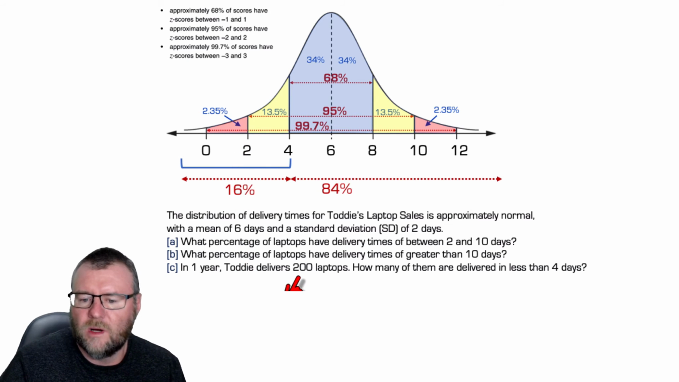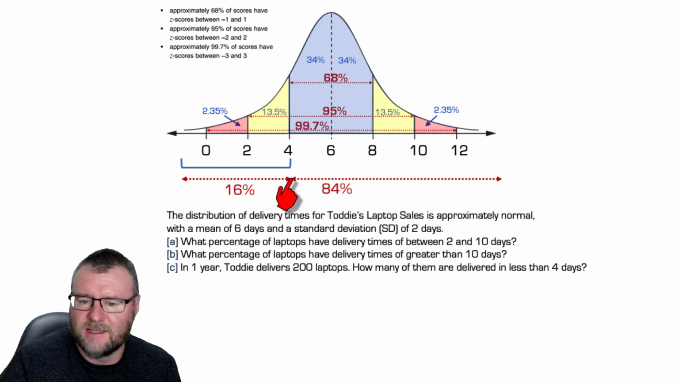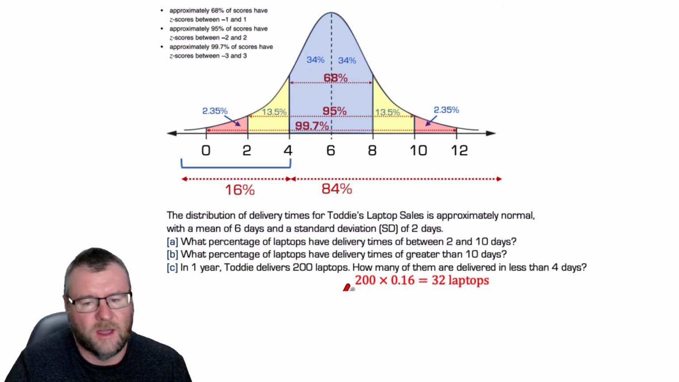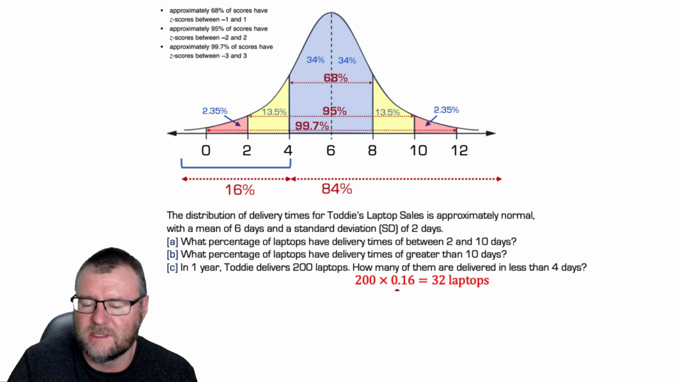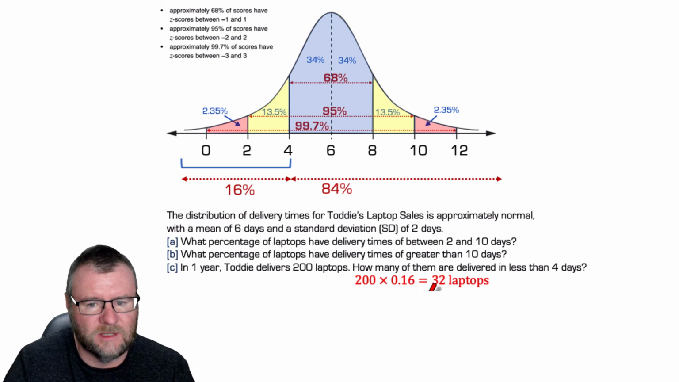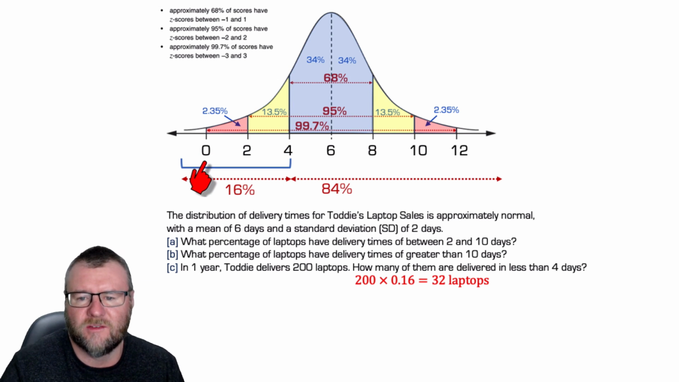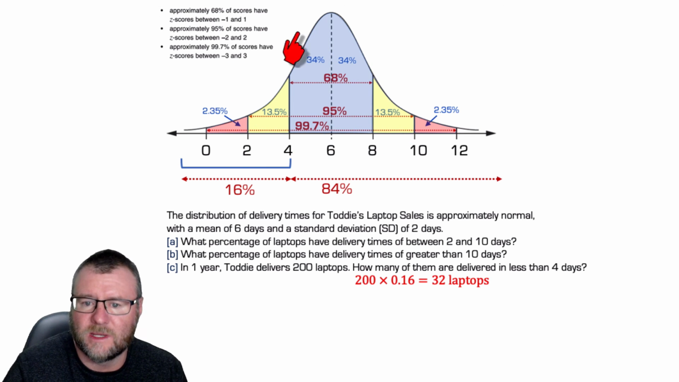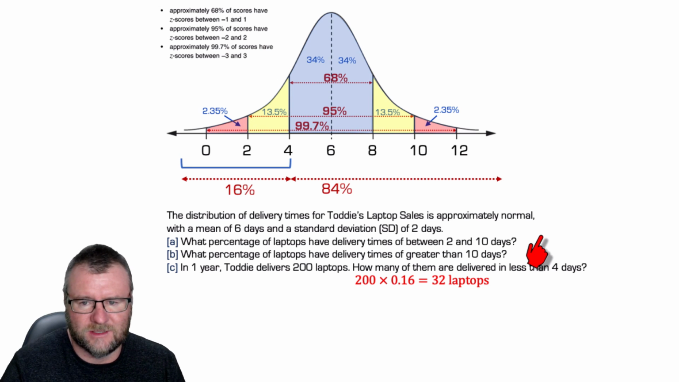Now, what is 16% of 200? If there were 200 laptops delivered and 16% of them are 4 days or less, I can do my percentage calculation, writing 16% as a decimal, 0.16. 200 times 0.16 gives me 32 laptops that sit in this section, delivered in 4 days or less. So there's a practical application of how we can use the percentages that we're given on a normal distribution in a practical scenario. Well done.